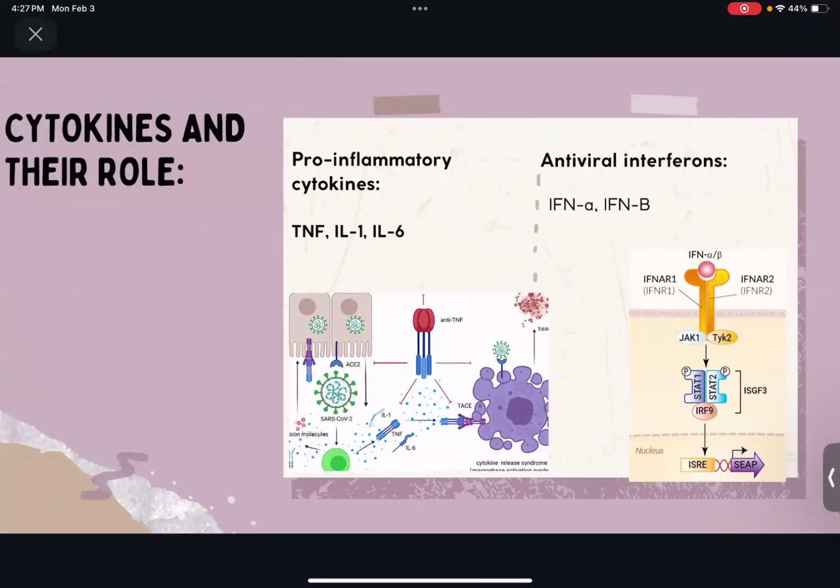Cytokines and their role. Cytokines are like messengers coordinating immune responses. Some drive inflammation, while others, like interferons, especially target viral infections by preventing viral replication and enhancing immune cell activity. Here we have an image showing some of the different kinds of cytokines, where we have TNF, IL-1, IL-6, and IFN-alpha, IFN-beta.